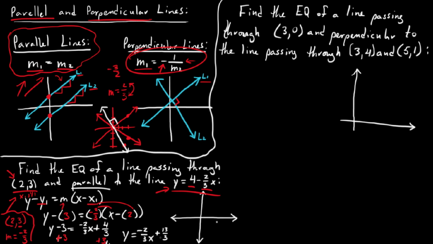So, if we imagine this here, we'd say this first line was up 4, 1, 2, 3, 4. And then it went down 2 and over 3. So 1, 2, and then out 3. 1, 2, 3. Right there. So here's our first line.